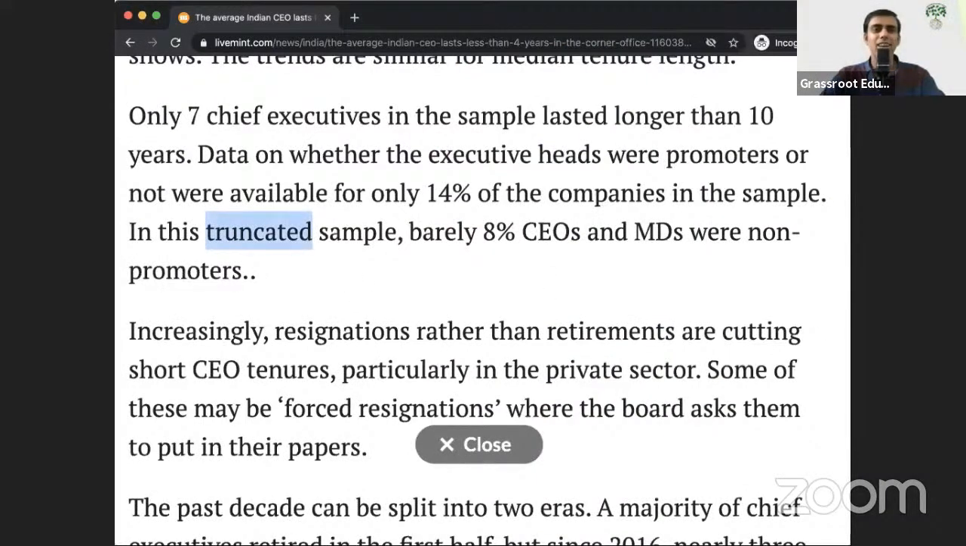Truncated sample means you can say slightly deviated, slightly skewed. That is called truncated. So you don't have complete data. You cannot say that this data is completely fair and uniform. Maybe it is truncated, skewed to some side. But in that kind of a sample, only 8% were non-promoters. Promoters are those who started the company and got it going.